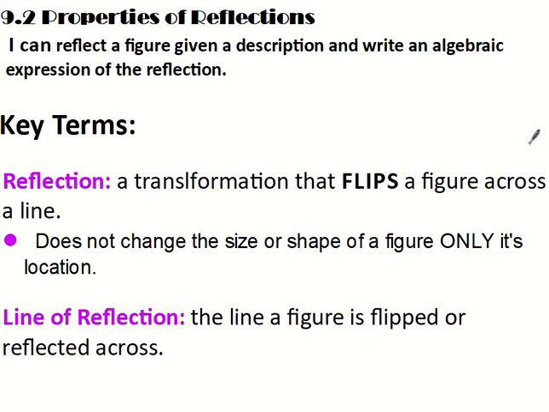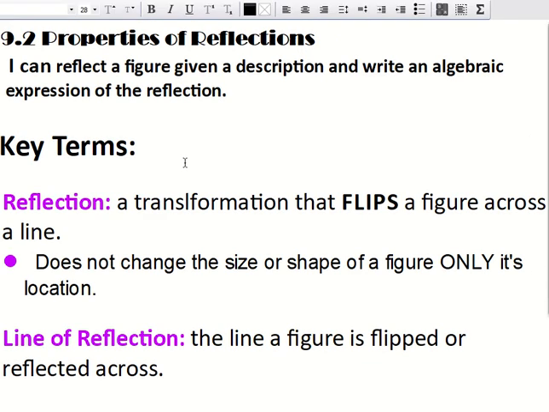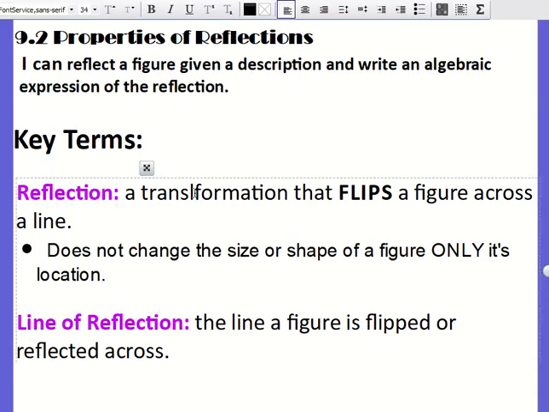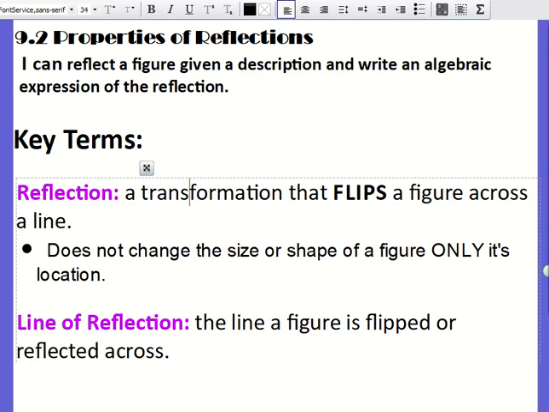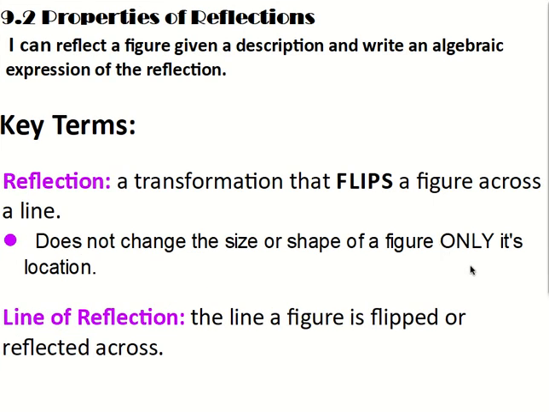So a reflection is a transformation that flips a figure across a line. Okay, it's that flipping one. It does not change the size or shape of a figure, only its location. So it'll be the exact same thing, just flipped. It's like a mirror, right? That's what a reflection is. Everything's the same, but it's been flipped.